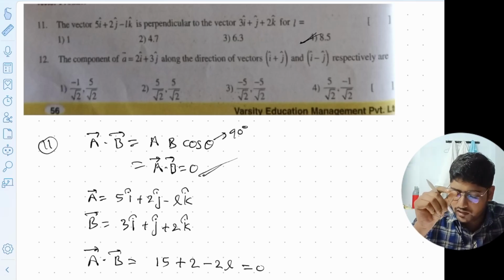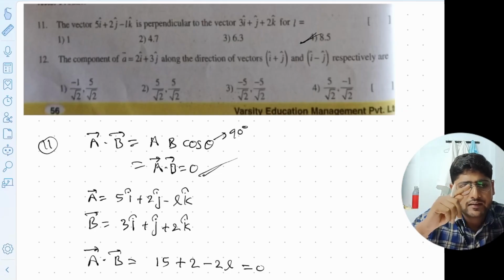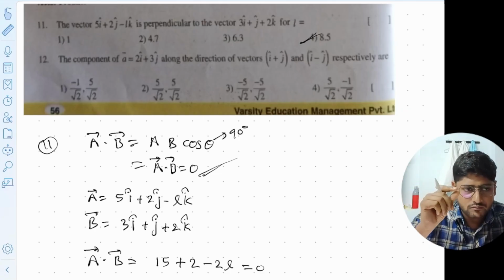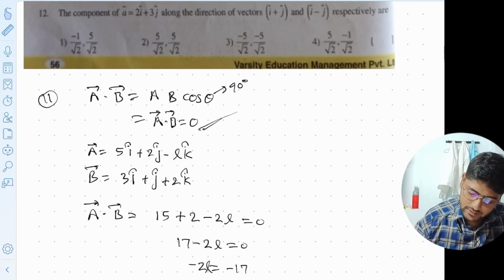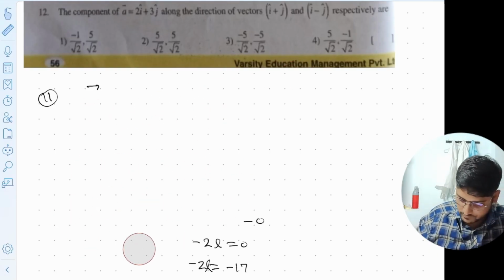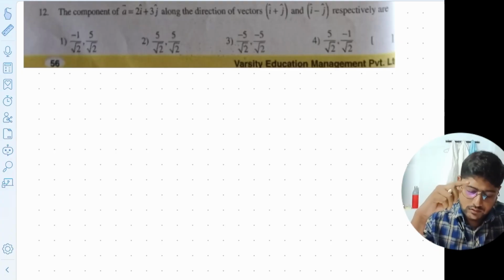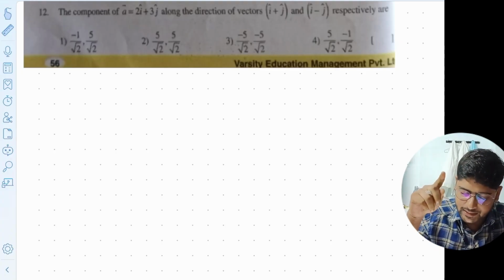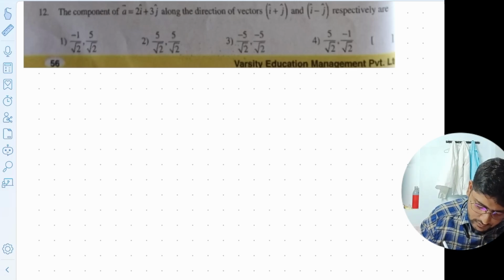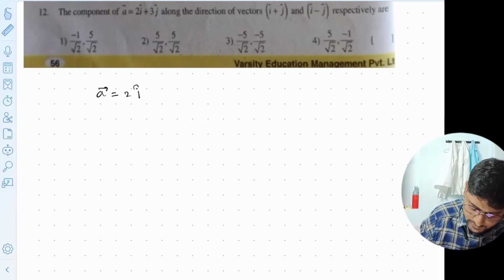After we get the unit vector, we multiply it with the vector whose component we have to take. So we take a dot the unit vector of the i cap plus j cap direction. Okay, we'll solve. We have to take the component of A along the i cap plus j cap direction. Suppose A equals 2i cap plus 3j cap. First suppose u1 vector equals i cap plus j cap.